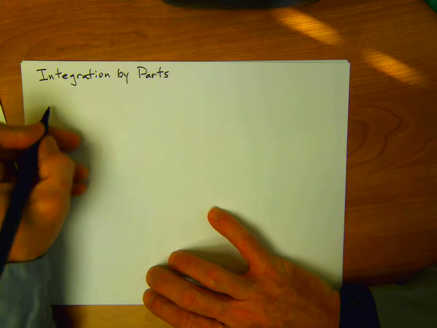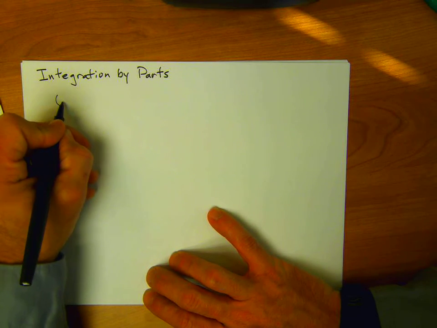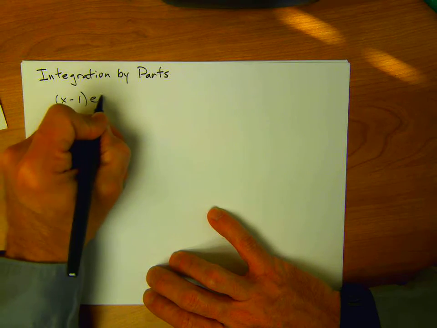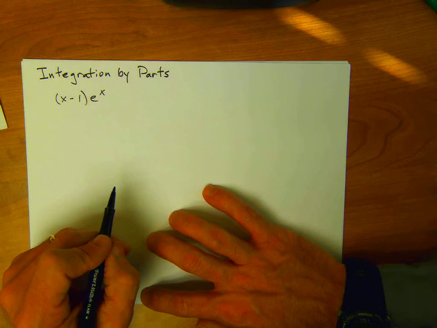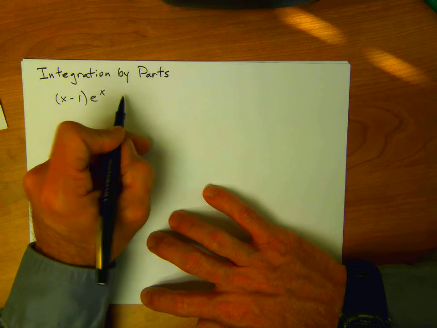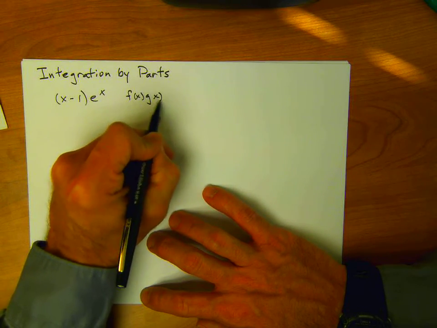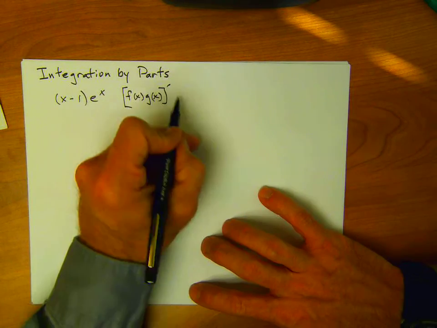So let's begin with, instead of integration, let's start with taking the derivative. If we have something like x minus 1 times e to the x, how would I take the derivative of that? You might recognize this as a product, right? If you recall, we have f of x times g of x, and we want to take the derivative of that product.